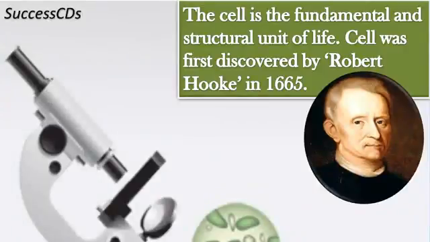Body of every organism is made of small units that are called the cells. Now we can say that cell is the fundamental and structural unit of life. Cell was first discovered by Robert Hooke in 1665. He observed that just like honeycomb, organisms also have small compartments, and he named these compartments as cells.